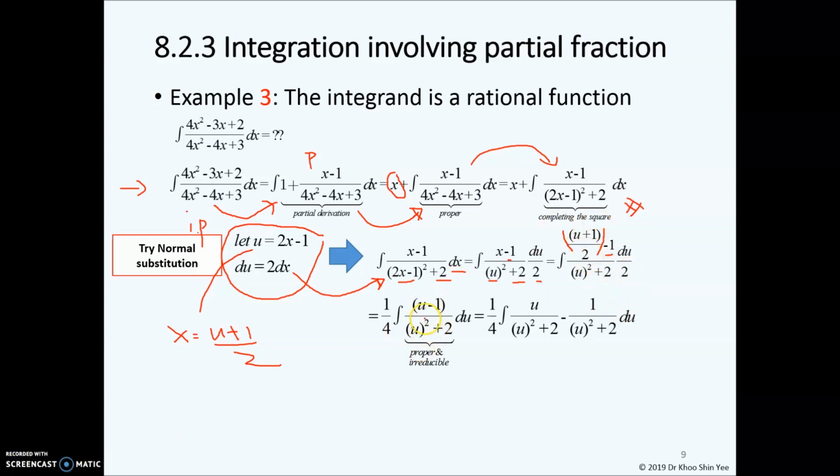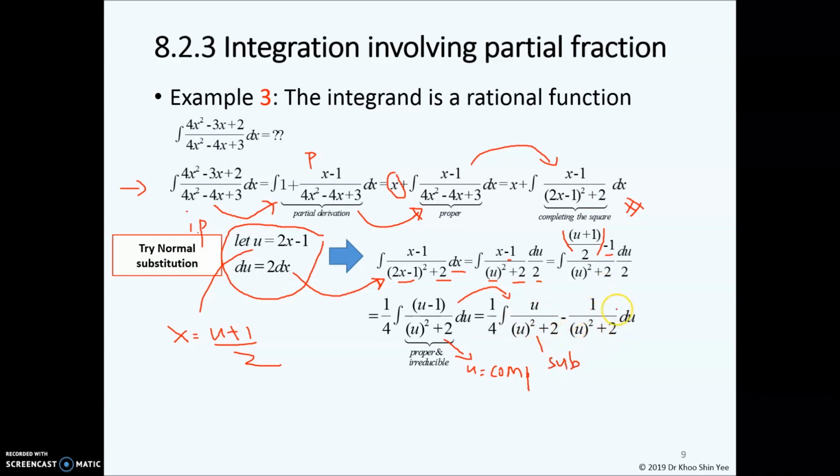So let's further simplify this. You see that is a proper form, and for u squared plus 2, you try to find out whether we can further reduce. Since the root of u squared plus 2 is a complex number, we cannot further reduce it by using factoring, right? So let's expand this, u over u squared plus 2. If you differentiate this, you get u. So we can use substitution to solve this.